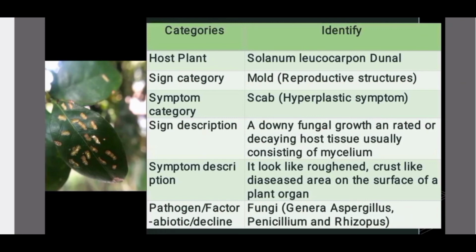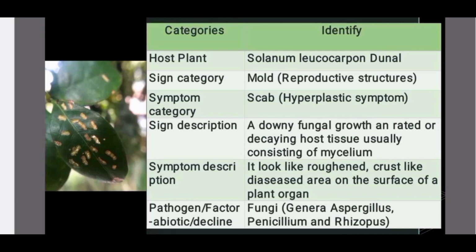Firstly, the host plant is Solanum leucocarpum. The sign category is mold, reproductive structures. The symptom category is mold, hypoplastic symptom.